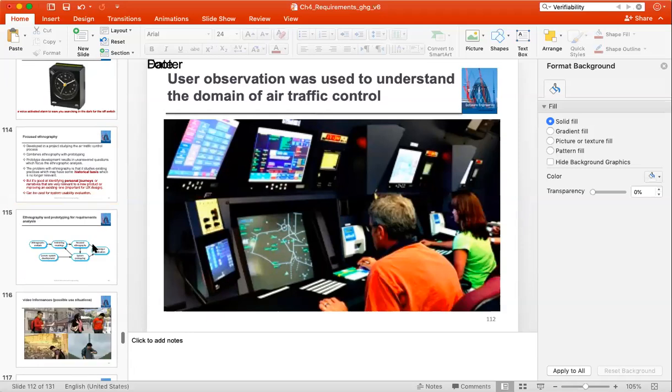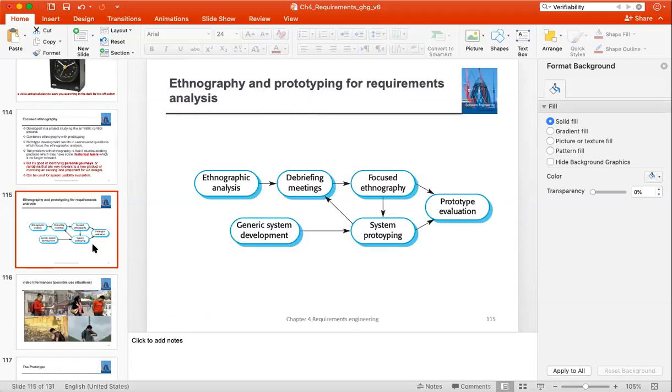So this is a diagram that tells you how ethnography can be used in requirements analysis, to give you lots of input about what people are doing and how they're doing it. You go through maybe a set of debriefing meetings to present what you found through ethnography. And this is really important because you get some feedback in the debriefing meetings. You present your findings to the stakeholders, and maybe use some prototyping or some focused investigation to resolve some issues, and then you go back to the prototype evaluation stage.